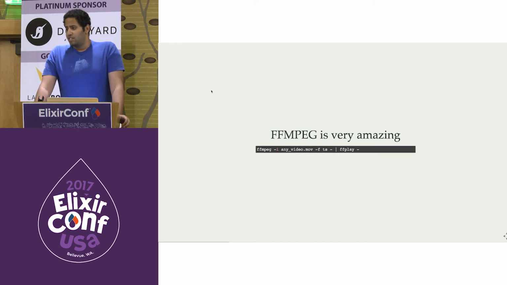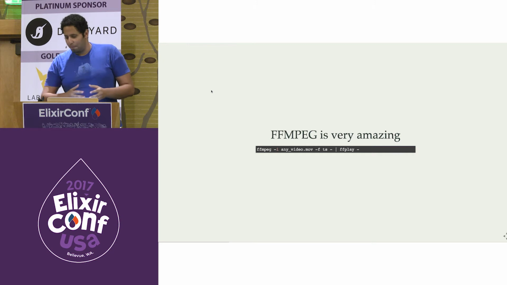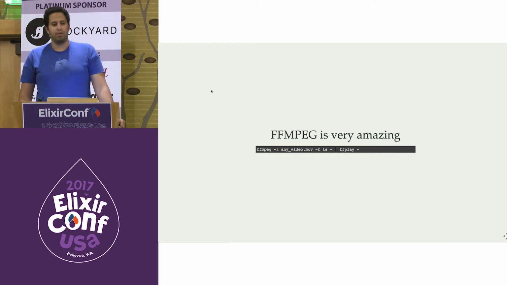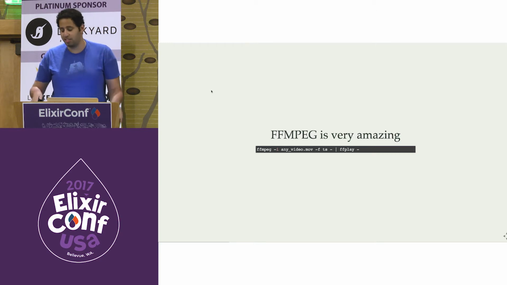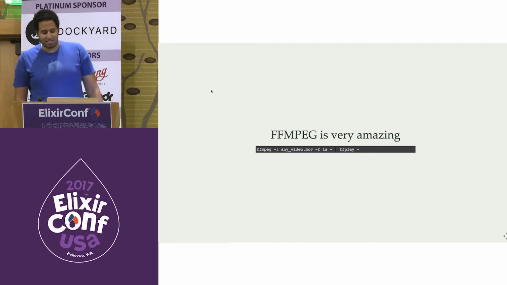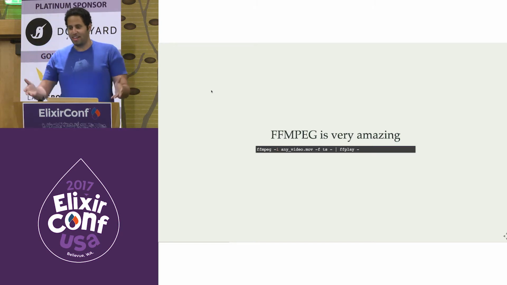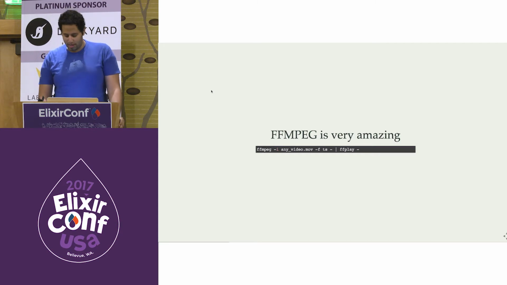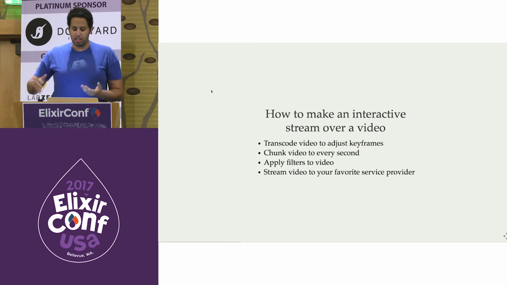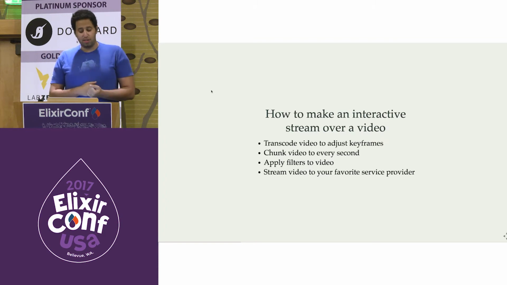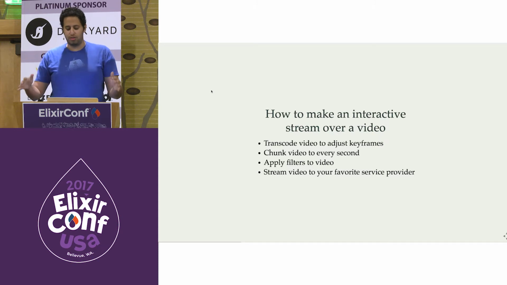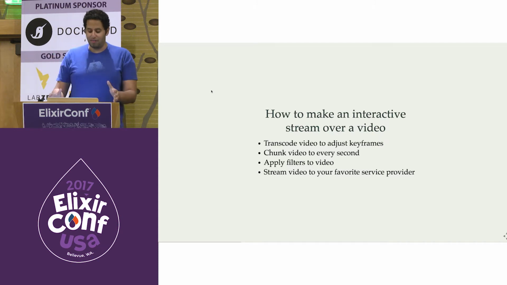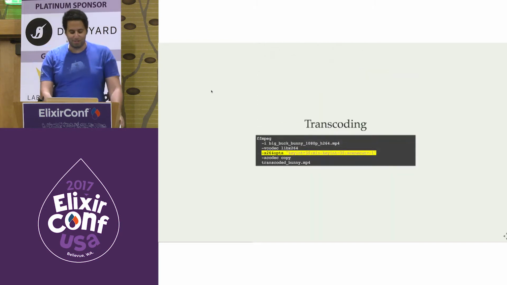And if you're spitting out an Mpeg TS file, that means that you can chain that and put that into something else. ffplay is a tool that ships with Ffmpeg that lets you inspect the video and interact and just see some of the metadata and debug it. We'll probably be streaming to that by the end of this talk, but in reality, what you'd be doing would be chaining it to the end with something pointing to your service provider. So we're going to transcode the video to adjust the keyframes, chunk the video to every second, and apply a filter to the video. And then finally, if all works well, we'll stream the video to our favorite service provider.